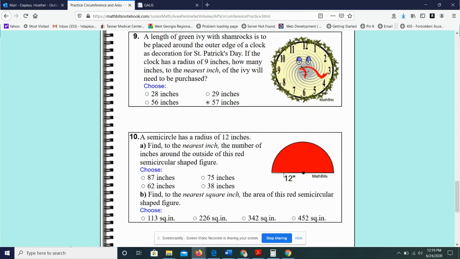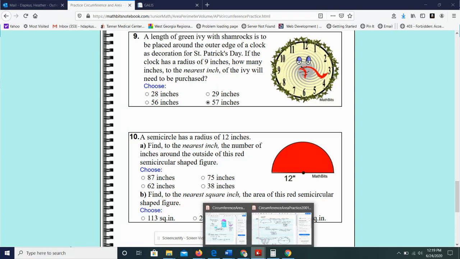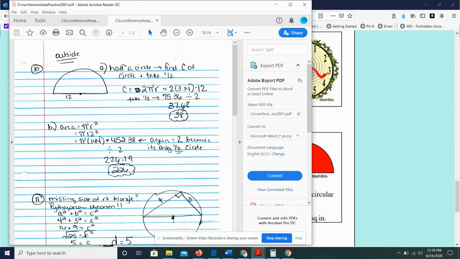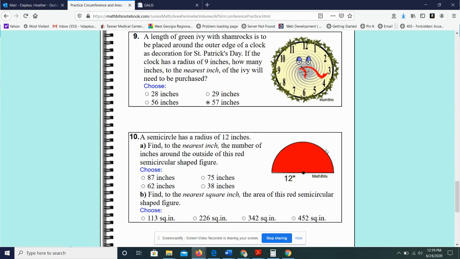Number 10, we've got a semicircle. That means half a circle. The radius is 12. We want to know to the nearest inch the outside, so the circumference, okay? Circumference is 2 pi r. So let's come back over here, and we're also wanting to know the area, so we're just going to go ahead and do both of them while we're over here. The circumference, 2 pi r with r being 12: 2 times 3.14 times 12 is 75.36. We want half of it because we're only doing a semicircle, so that would be 38.